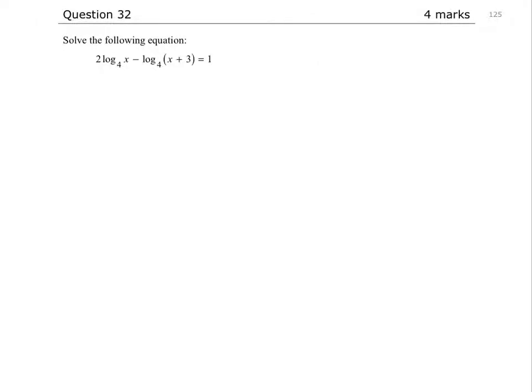Question 32. Solve the following equation: 2 log base 4 of x minus log base 4 of (x minus 3) equals 1. So this is solving a log equation, and there's a few common steps that I always do whenever I solve a log equation. The first one is you want to write as a single log. So write the expression as a single log.